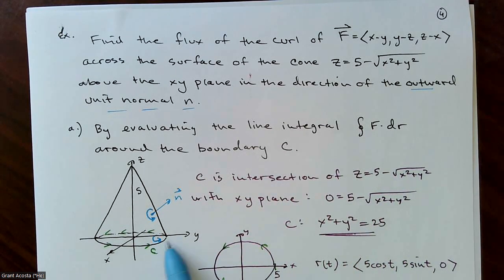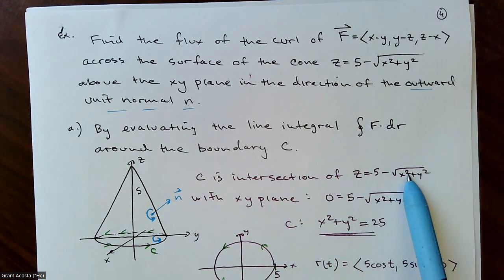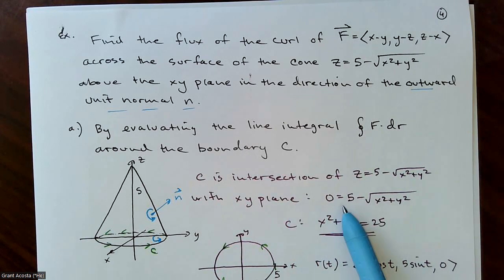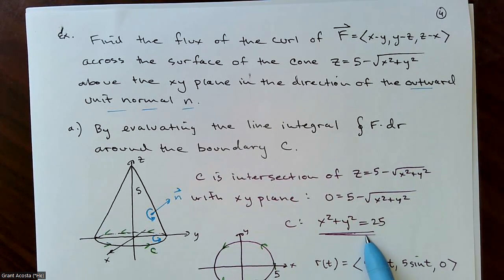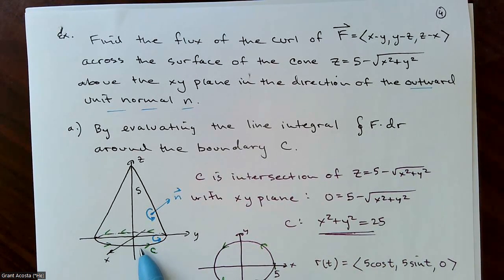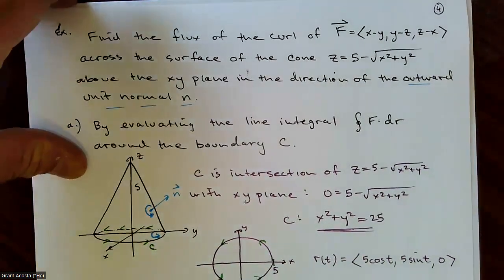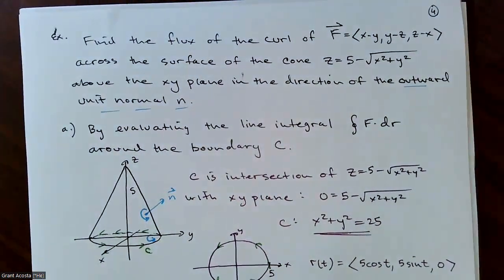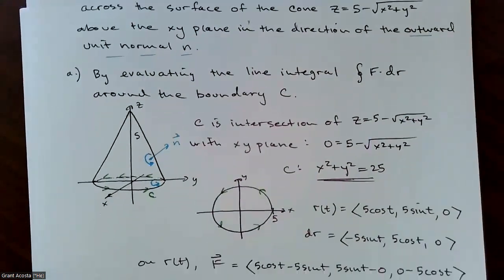So to find that circle, it is the intersection of the cone with the xy plane, in other words, setting z equal to 0. And if you solve that, you just get a circle x squared plus y squared equals 25, a circle with a radius of 5. I'm going to do this as this should be review.